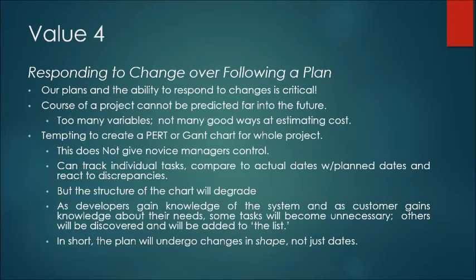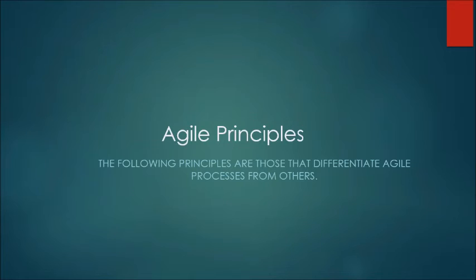It is tempting to create a PERT chart and a Gantt chart for the whole project. Okay, but this does not give a novice manager control. You can track individual tasks, compare actual dates versus planned dates, and react to discrepancies. But the structure of the chart will degrade. As developers gain knowledge of the system, and as customers gain knowledge about their needs, some tasks will become unnecessary and others will be discovered and added to the so-called list. In short, the plan will undergo changes in shape, not just dates.